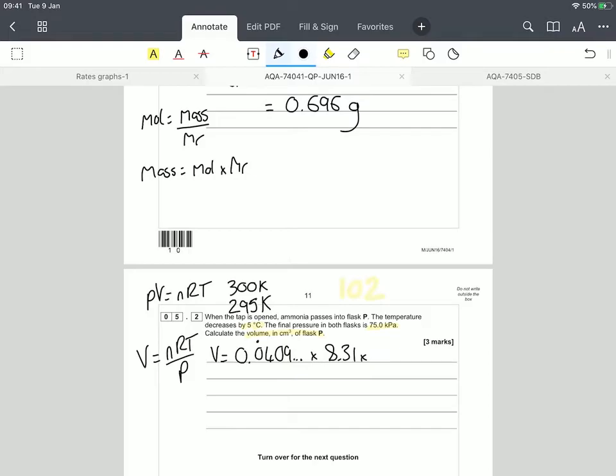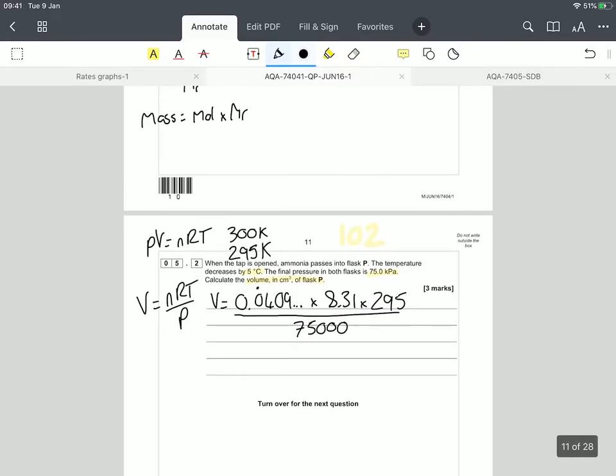To make the temperature go from one to the other, you just add 273 or take 273 away. That's all it is. So you don't actually have to do that, you just have to decrease by 5 Kelvin. So 295, and that's divided by the new pressure, which again we've got to be careful with, 75,000, not 75. So that complicated moles number is still in my calculator. I'm going to multiply directly by 8.31, then multiply directly by 295. Not going to mess about. And then I'm going to divide by 75,000.